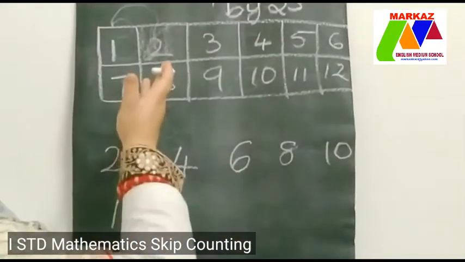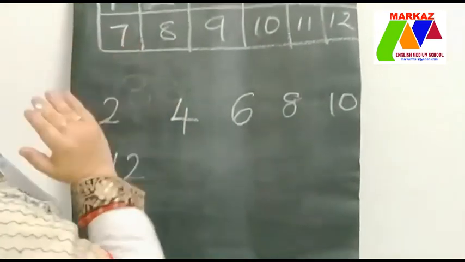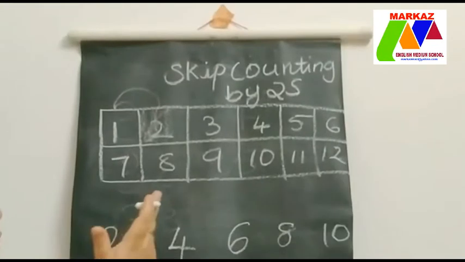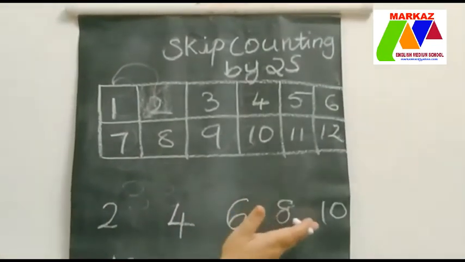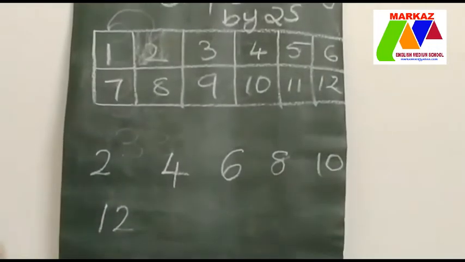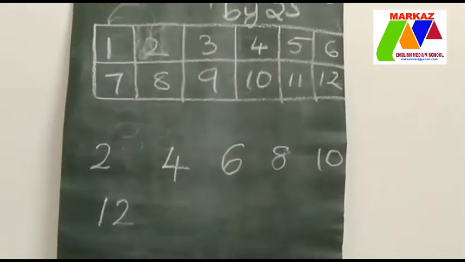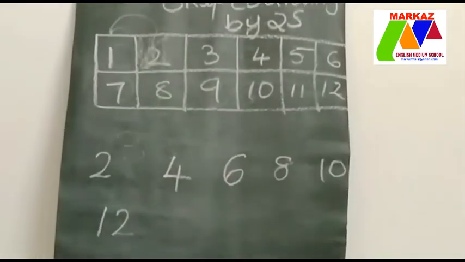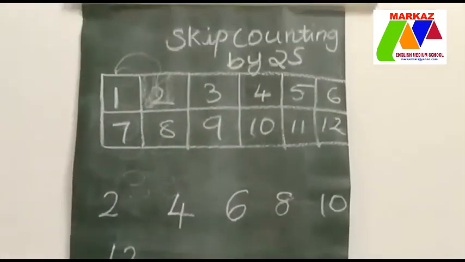How many numbers do we skip? 1 number. Clear? Then we get 2, 4, 6, 8, 10, 12. This is how to skip counting by twos. This is the method of counting by twos. All of you clear?